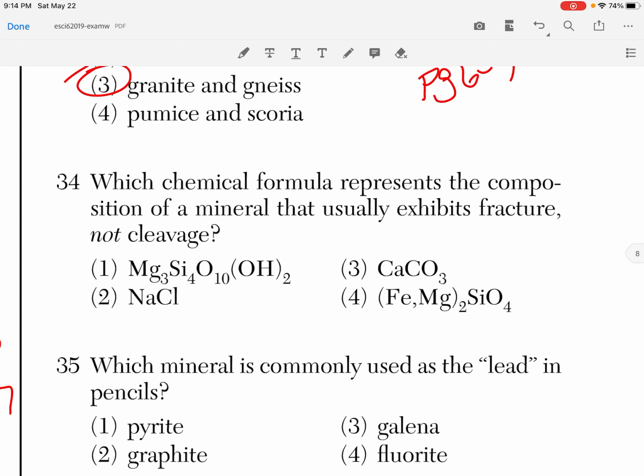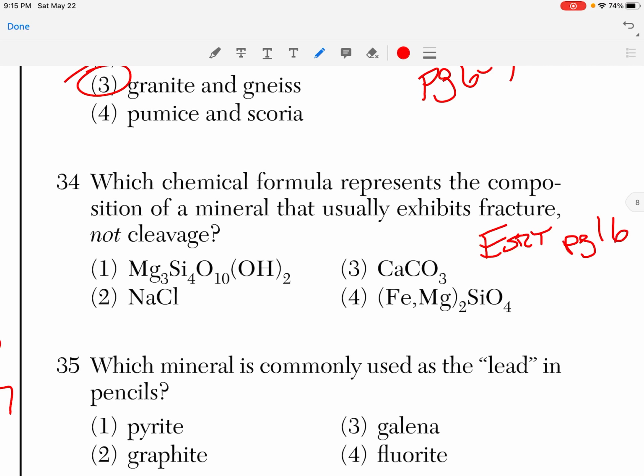All right, number 34, a little bit of a tricky question, not terrible. You have to use your reference table, page 16, the back page. This is all about minerals, and we're specifically looking for a mineral that has fracture, not cleavage. But it gives you the formulas for them rather than the names. That's what makes this a little bit tricky. So I'm just going to go through my choices and see if any of them have fracture.